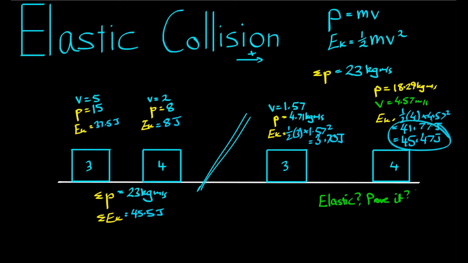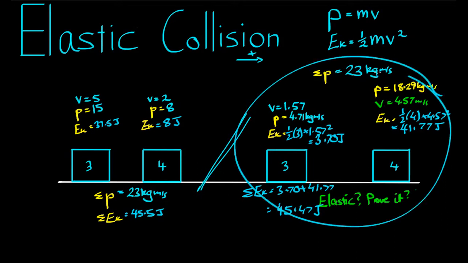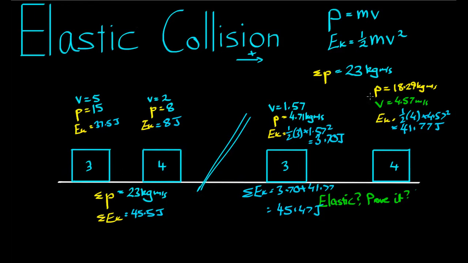I'm happy with this answer though, because what I find is, that's terrible math there. What I'm trying to say is that the net kinetic energy over here is equal to 3.70 plus 41.77, which is equal to 45.47 joules. That is incredibly close to 45.5 joules. In fact, it's close enough that I can assume the kinetic energy has stayed the same, and the only thing I've done wrong is started using some approximations in here where I should have kept exact values.